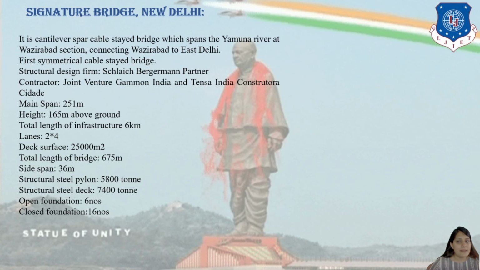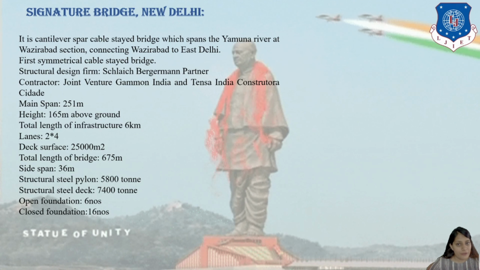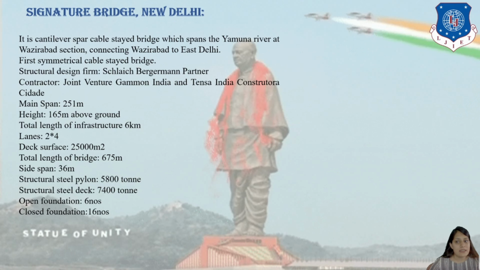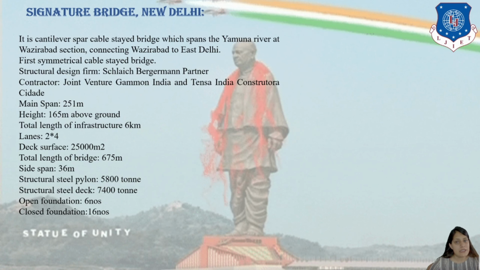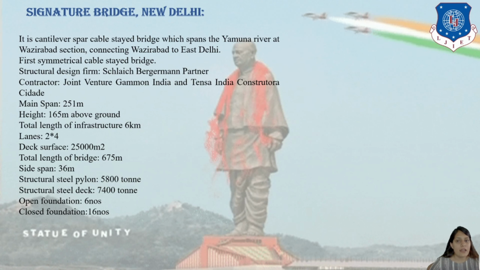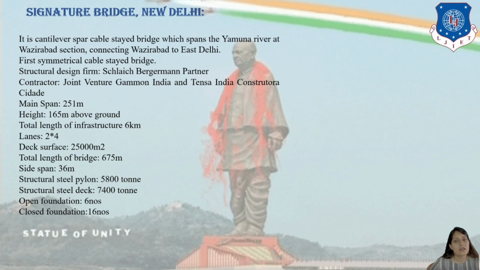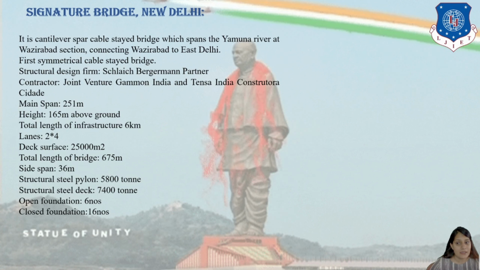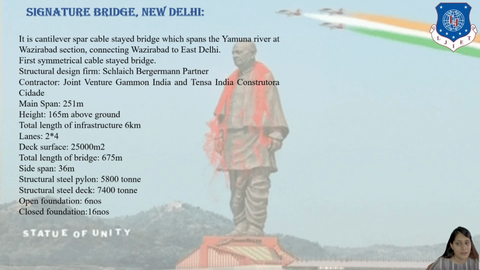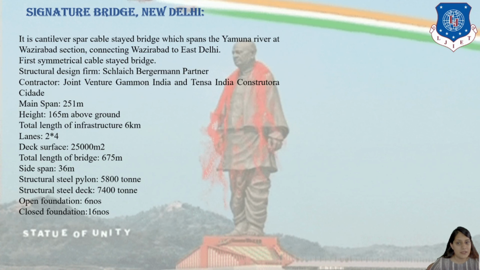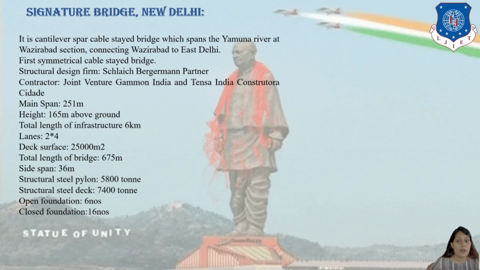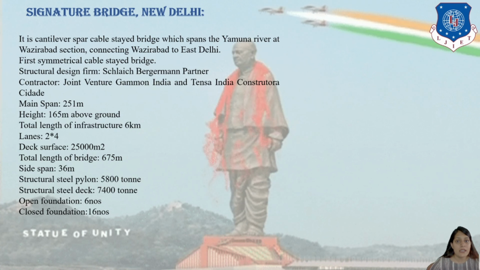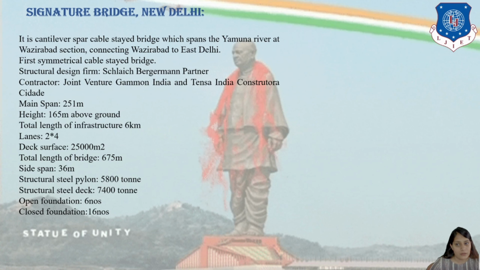Now, a very famous Signature Bridge in New Delhi, if you have heard about it, spans the Yamuna River at the Wazirabad section and to East Delhi. These are modern constructions. I have mentioned all the important things: the main span is 251 meters, height is 165 meters. You have to remember these main points in the field of construction, what ancient or modern marvel is constructed, right?